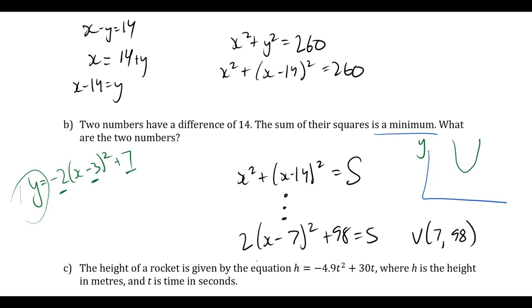So we end up completing the square, as you've seen I've already done here, and finding the vertex. And in this case, the 98 is the minimum sum, but that's not important. We don't need that as part of our answer. The question could have asked for that, but it didn't in this case.